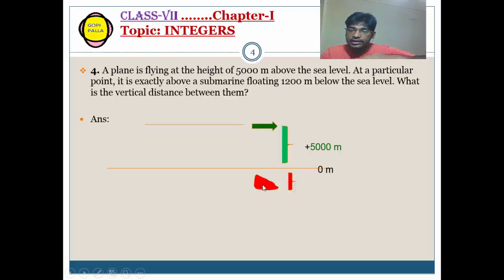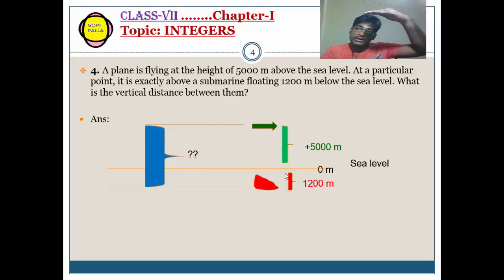So from the sea level, the flight is at 5000 meters, and the submarine from the zero level is at 1200 meters. The question is, we have to find out the vertical distance between them, irrespective of the sign. So this is the full vertical distance between the submarine and the flight.